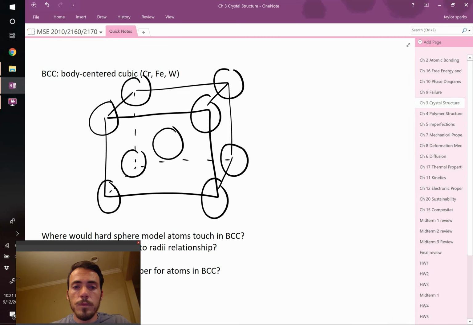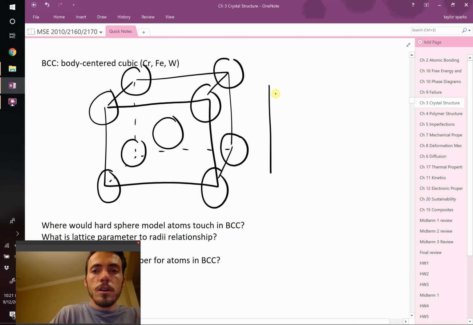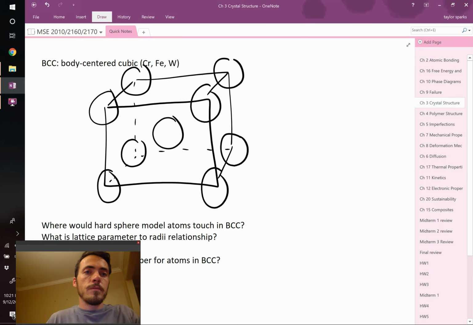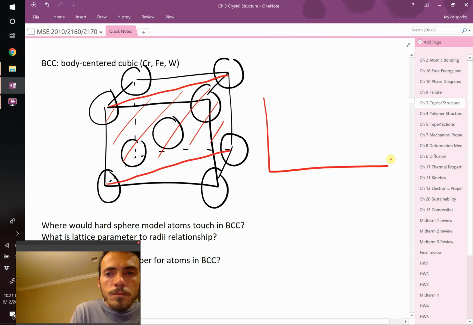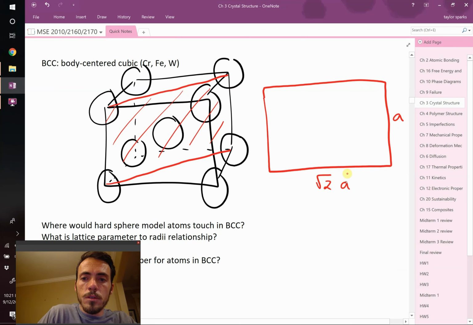Okay, hopefully you realize that they're going to touch along what's called the body diagonal, right? So I'm going to redraw along the body diagonal here. Let me actually change color so it's easier to see. Along this diagonal, if that's that plane, I've sort of taken that slice out and moved it over, then we could say that this is the lattice parameter, and this is root 2 times the lattice parameter, since that's cutting the face diagonal. And then along the body diagonal is where they're touching.